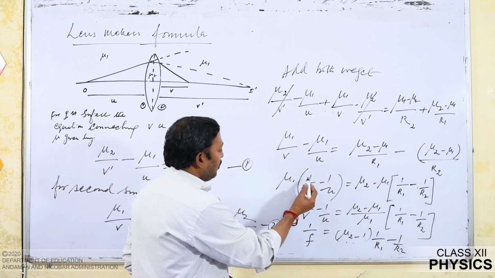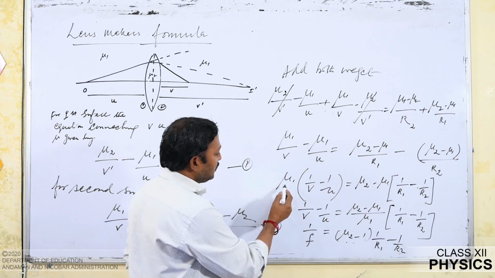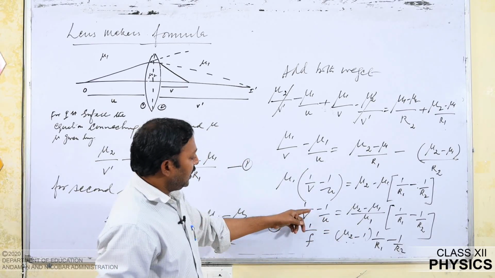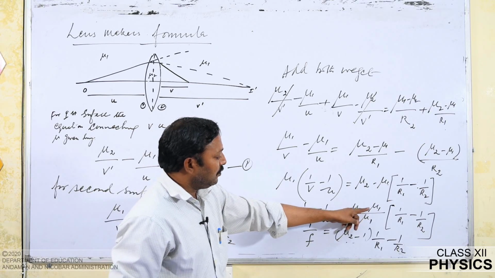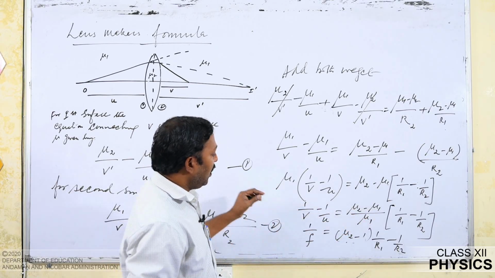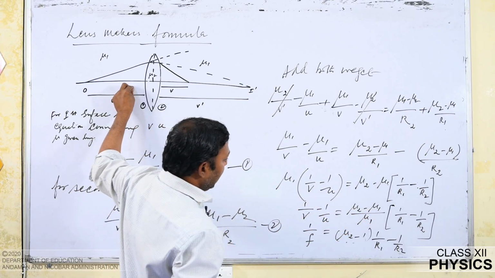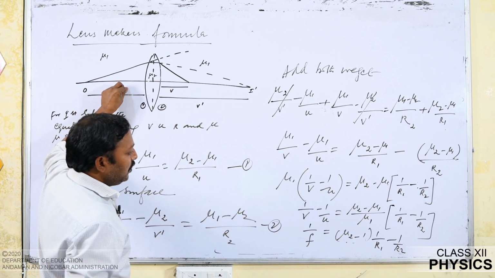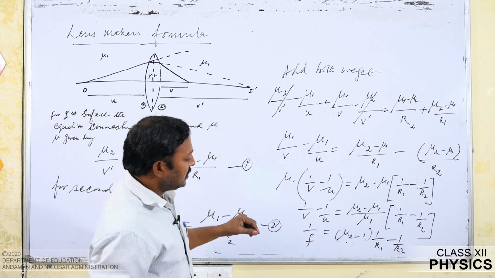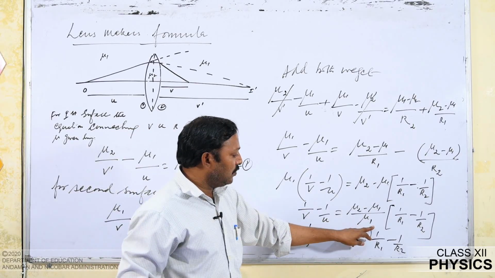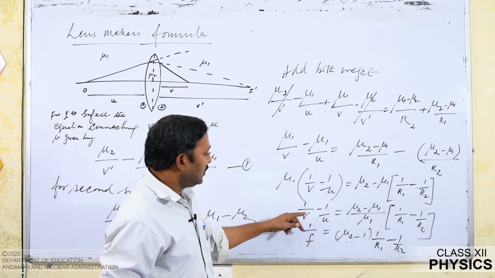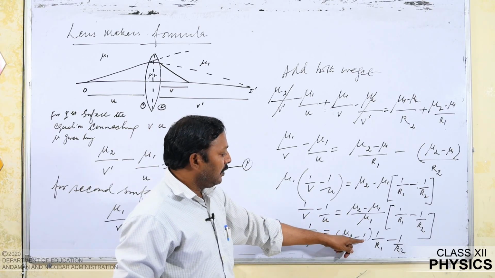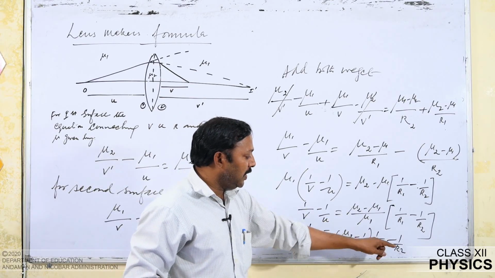Then mu 1 is taken common from the left hand side also, and this mu 1 is brought to the denominator. After that, we get 1 by v minus 1 by u is equal to mu 2 minus mu 1 divided by mu 1, times 1 by r1 minus 1 by r2. If the object is placed in rarer medium, which is assumed to be air or free space, then mu 1 will be equal to 1. Substituting the value mu 1 equal to 1, this expression gives 1 by v minus 1 by u is equal to mu 2 minus 1 multiplied by 1 by r1 minus 1 by r2.